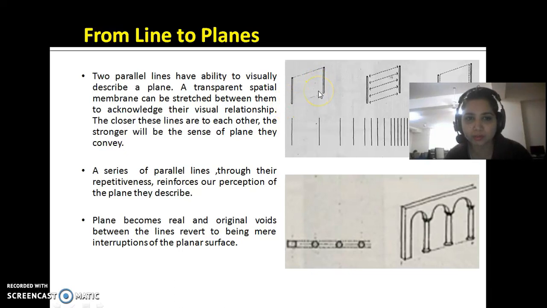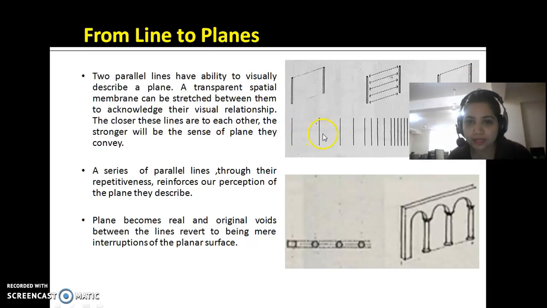A transparent spatial membrane can be stretched between them to acknowledge their visual relationship, as it can be seen in this diagram. The closer these lines are to each other, the stronger will be the sense of plane they convey. So this is the visual relationship being formed.